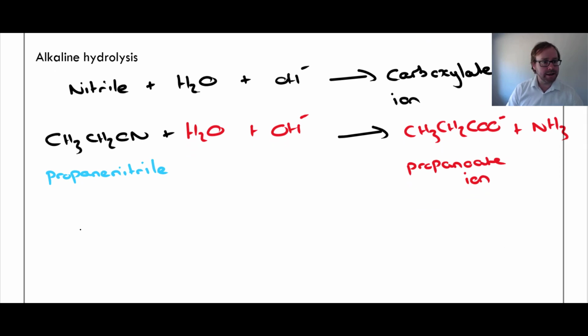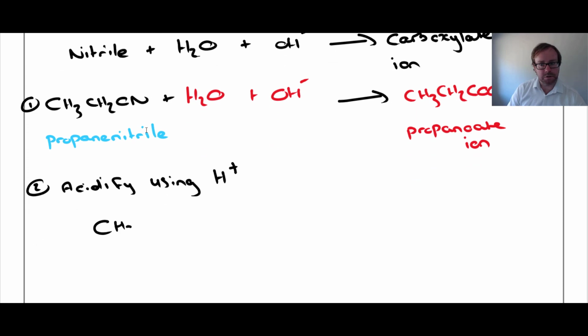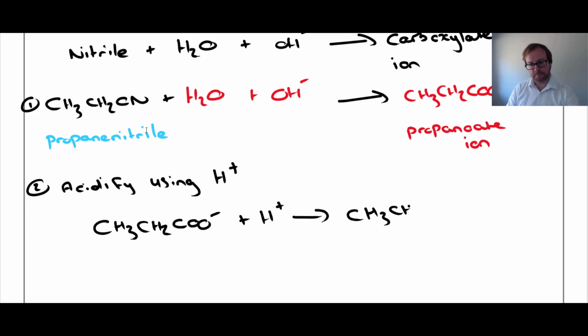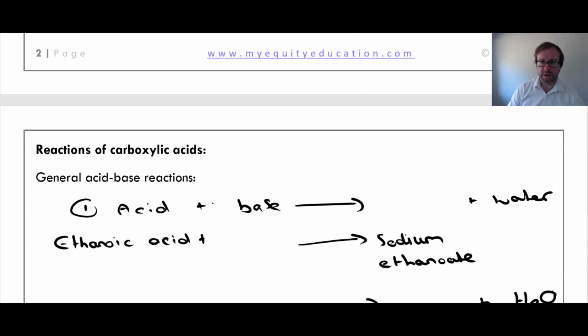Okay, so the next thing I need to do, because this is the formation of carboxylic acids, so this is my step 1. My step 2 is to acidify using H+. So CH3, CH2, COO minus plus H+. And it forms my propanoic acid.